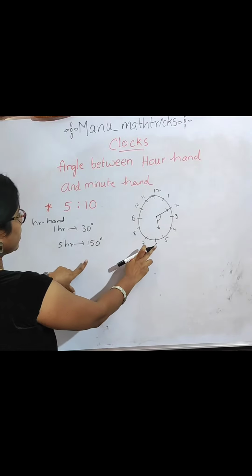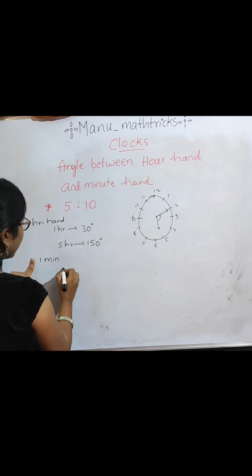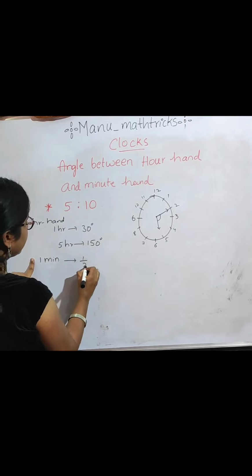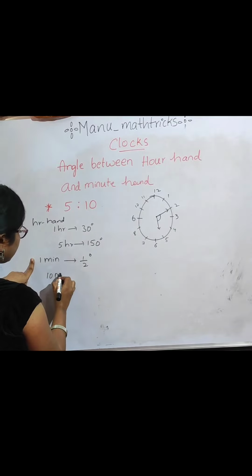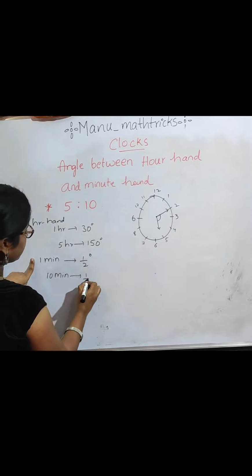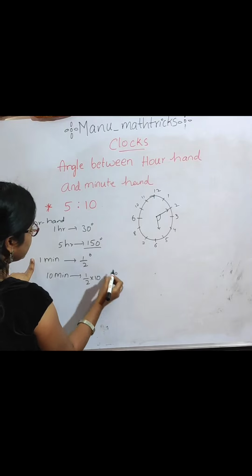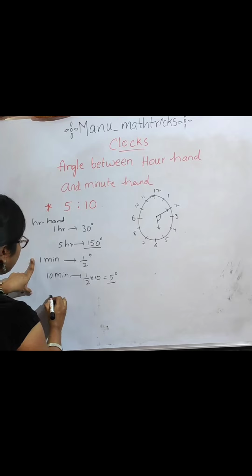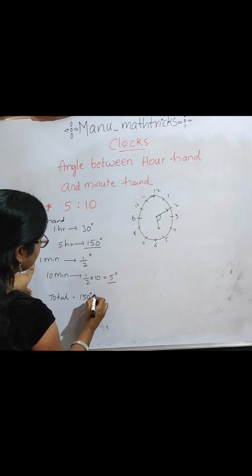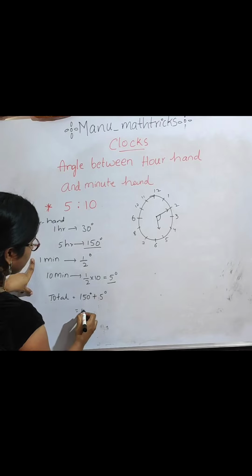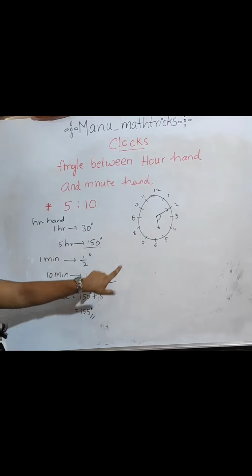Now consider for 1 minute the hour hand moves half degree, as I said earlier in the part 1. Now for 10 minutes it moves 1 by 2 into 10, which is 5 degrees. Now the total movement of our hand is 150 plus 5, which is 155 degrees. It is the movement of the hour hand.